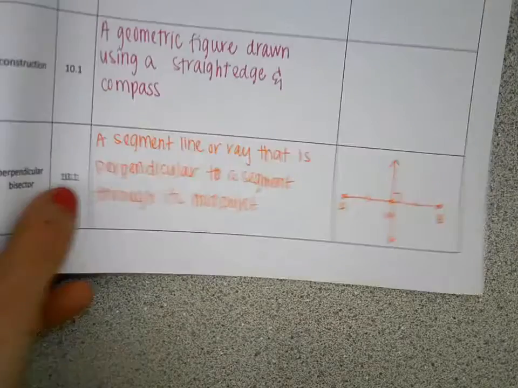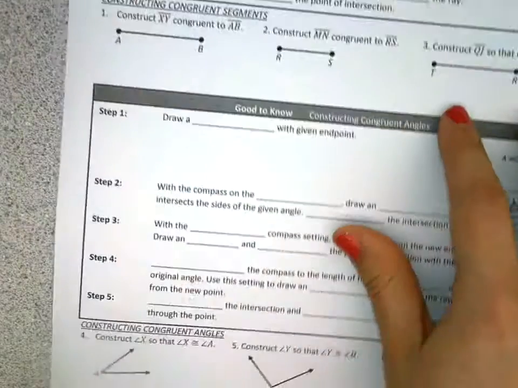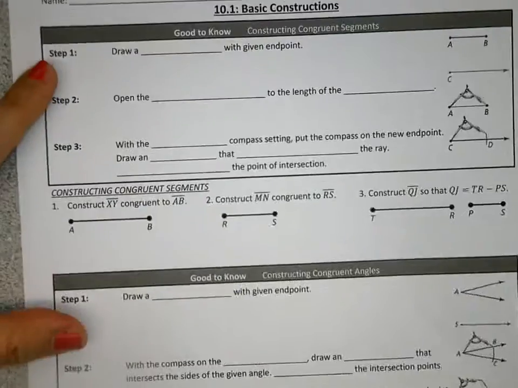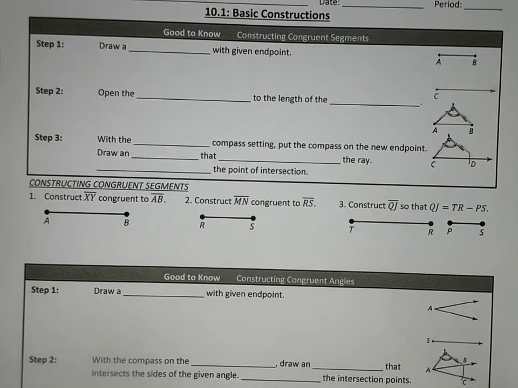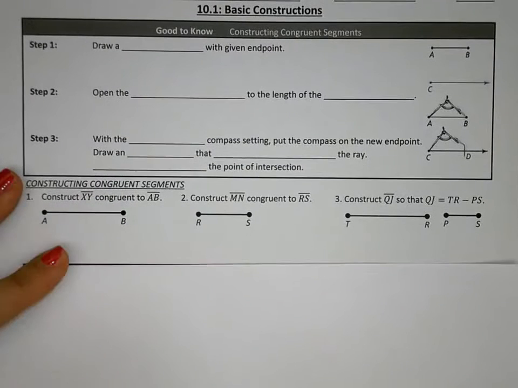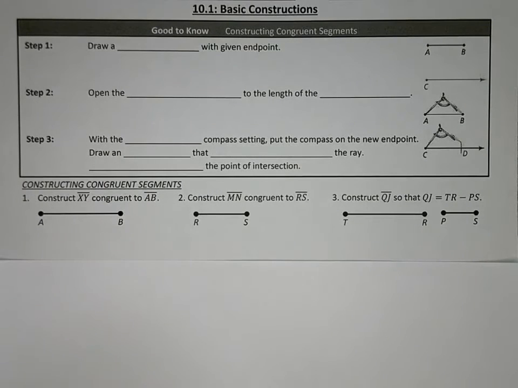Now, when we are doing constructions, one big thing that I need you to know is that you will have compass marks and pencil marks on your paper as you are constructing these things. You want to keep those marks on your paper. A lot of students, especially in the honors classes, want to erase them because they think it makes their paper look messy. For these constructions, that's how you show your work.